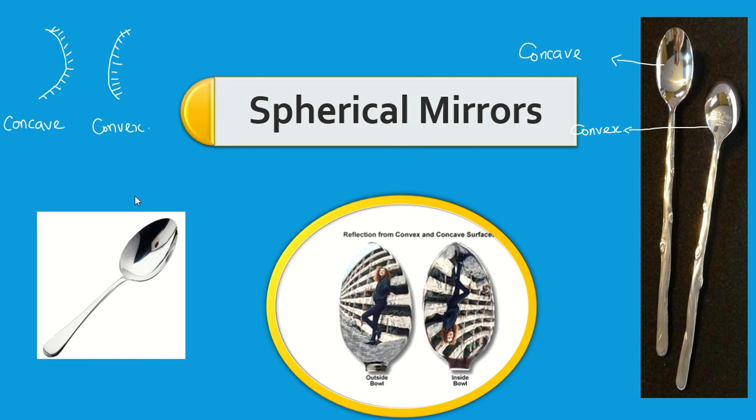If the reflecting surface is curved inward, that is a concave mirror. Just concrete this in your mind. This is very important: first of all, you should be able to identify what type of mirror it is. If the reflecting surface is curved inward, it is a concave mirror. If it is bulging outward, it is a convex shape. From the example of the spoon, the part through which we take the food is the concave surface because it is curved inward. The backside of the spoon is a convex surface.